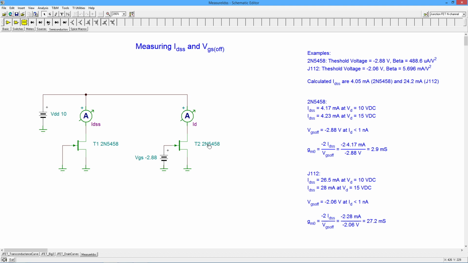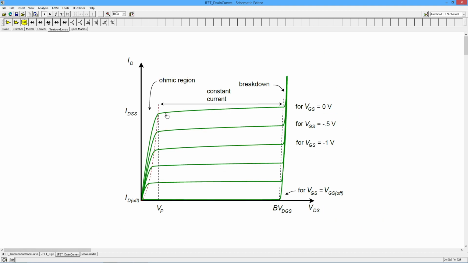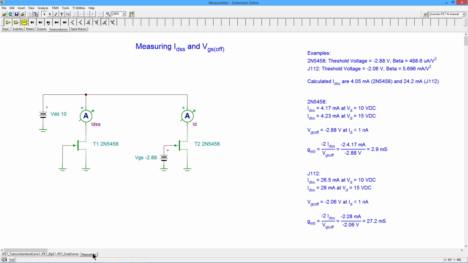Right? If these were the J112s that we used before, it would be the same sort of thing. We saw 24.2 milliamps at V pinch off, which was around 2 volts. But now we run it at 10 volts or 15 volts. Trust me, change these, run the sim, this is what you're going to get: 26.5 mils, 28 mils. Again, you're going to see this slowly increasing effect, right? So it is, in fact, just echoing this, because the VDS is getting bigger and bigger and bigger. You're sort of climbing this little hill, and that current is increasing, all right?